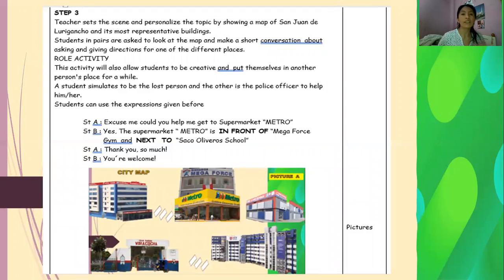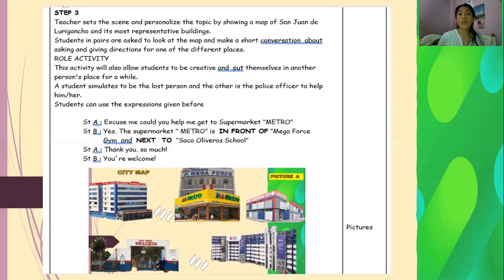Now, part 3, very important, because the teacher sets the scene. He personalizes the topic by showing a map of San Juan de Lurigancho with the most representative buildings. Students in pairs are asked to look at the map, make short conversations, and interact with each other.